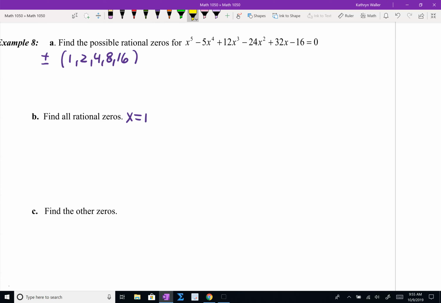So I'm going to set myself up so I don't make a mistake. And I'm going to write right there, x equals 1. And then I'm going to add things to it. Okay, so I'm going to make it longer just in case there are more. So everybody put a 1. Look at your exponents. 5, 4, 3, 2, 1, constant. I'm not missing anything. So my numbers are 1, negative 5, 12, negative 24, 32, and negative 16.